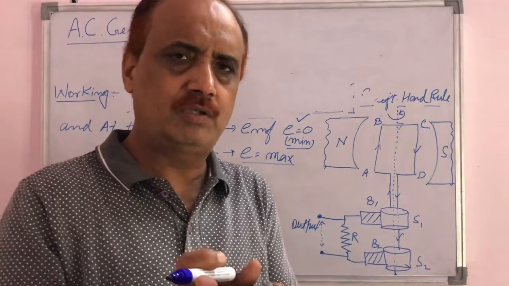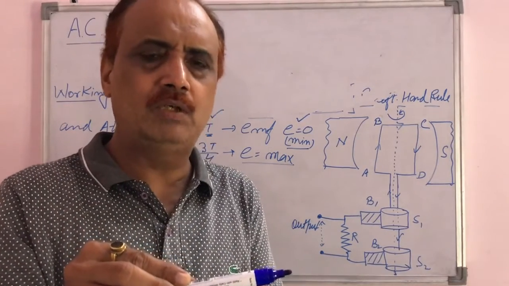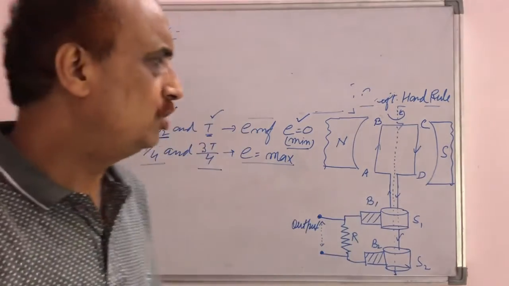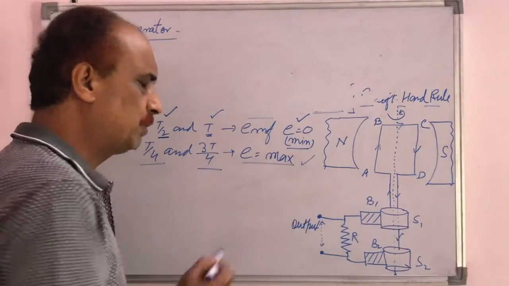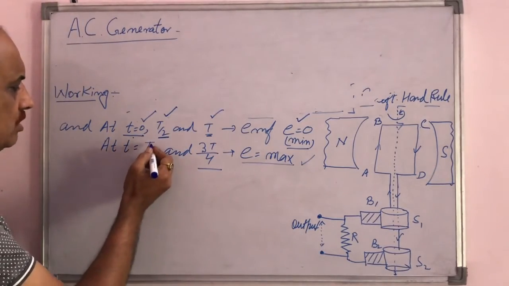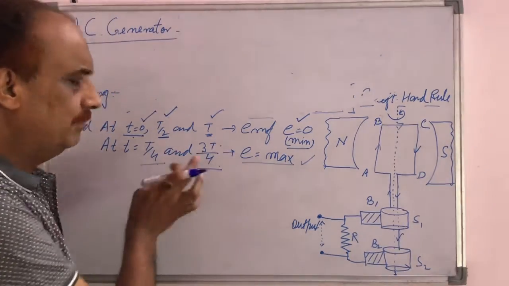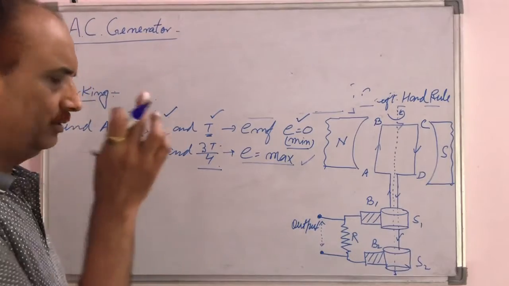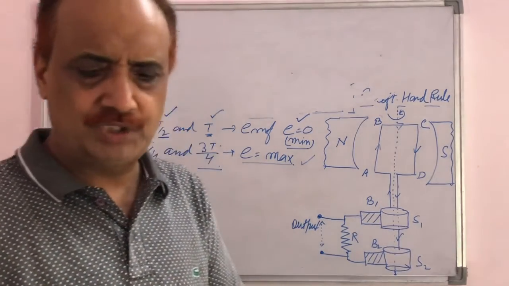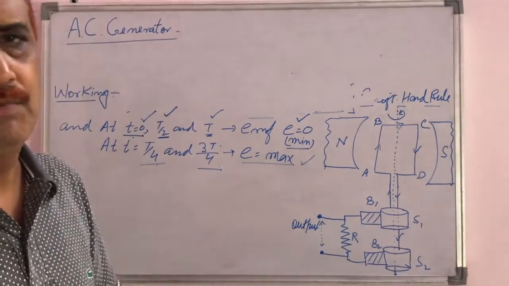When the coil is in horizontal position, the magnetic lines of force are perpendicular to the arms AB and CD of the coil, and in that situation the maximum EMF is produced. Therefore the maximum EMF is produced at time t = T/4 and 3T/4, because at these two timings the coil is in the horizontal position, and at t = 0, T/2, the coil is in the vertical situation.